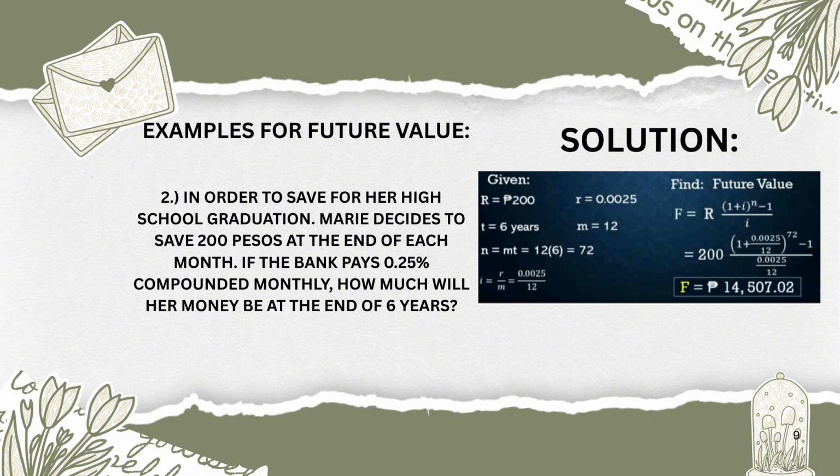And for the formula, it's F equals R times the fraction (1 plus i) raised to the power of n, minus 1, all over i. And the substitution is F equals 200 times the fraction (1 plus 0.0025 over 12) raised to the 72nd power, minus 1, all over 0.0025 over 12. So the total is 14,507 pesos and 2 centavos.